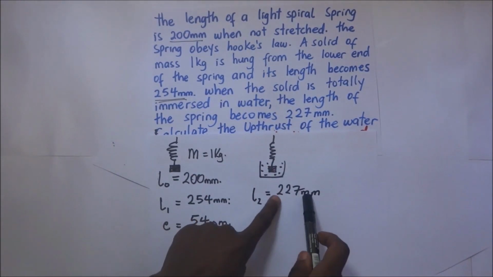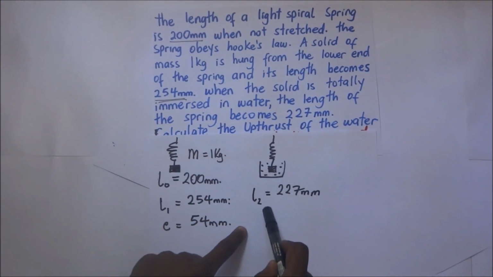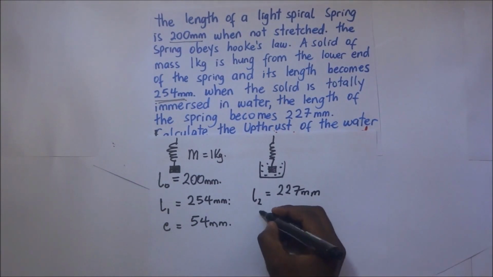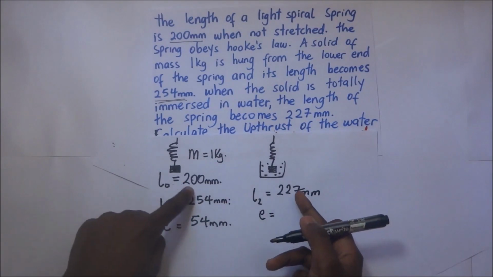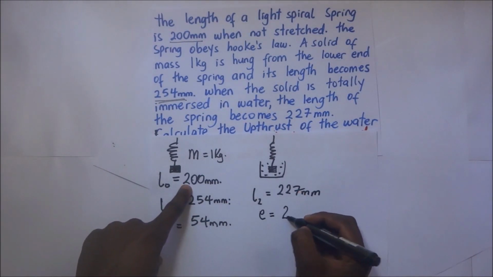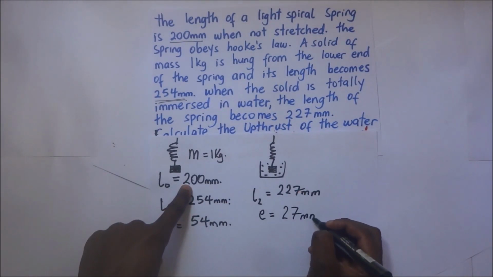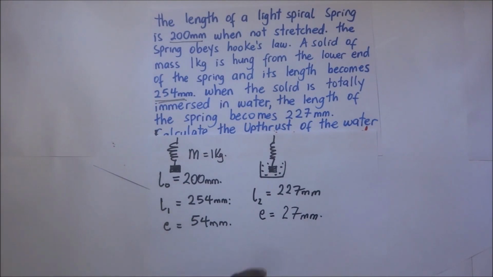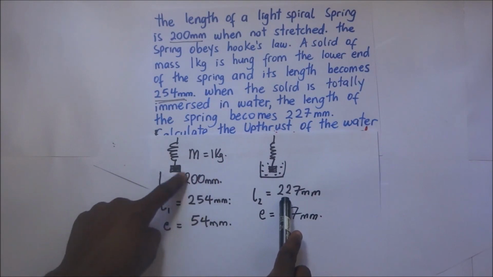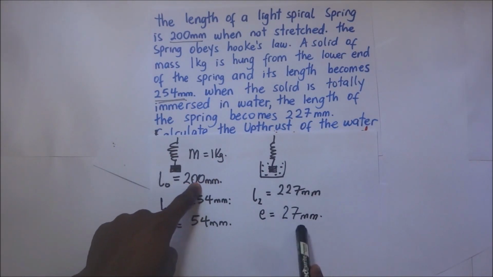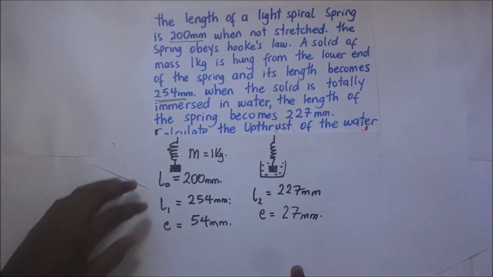So if it is 227 millimeters when it's in water, what's the extension here? Of course, the extension there is going to be this minus the original length. In this case, the extension is 27 millimeters. We obtain that by getting the new length when it's in water, which is 227, minus the original length of the string when it is unstretched, which is 200 millimeters. So we've summarized it to that point.